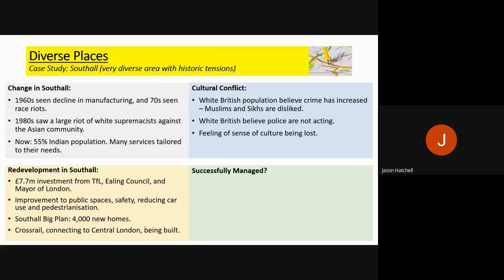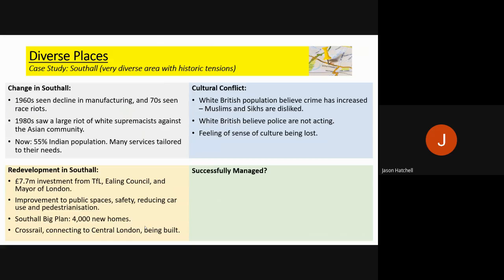So there has been some redevelopment and investment in Southall to try and solve some of these tensions and issues, including £7.7 million from TfL, Ealing Council and the Mayor of London. Improvements to public spaces, creating safety, reducing car use, increasing pedestrianisation. And there is the Southall Big Plan by the local council to build 4,000 new homes, which is currently underway. And finally then Crossrail, which is the major new London route being built in central London, is due to be connected to Southall to further connect Southall to central London.